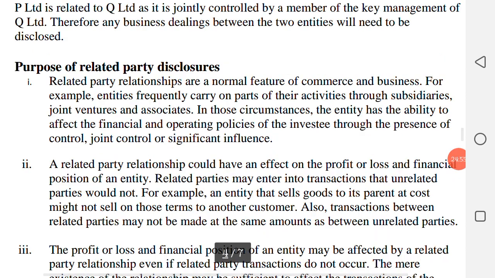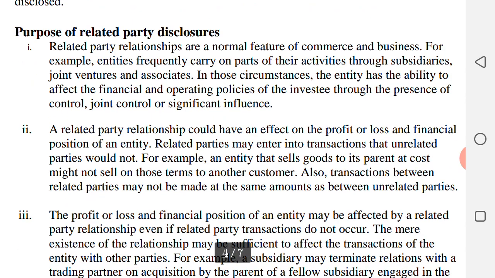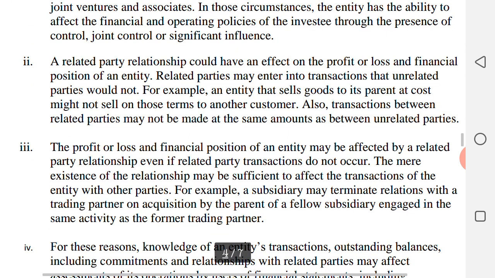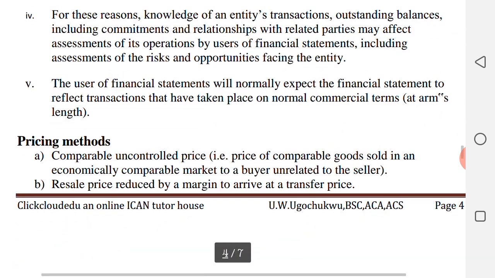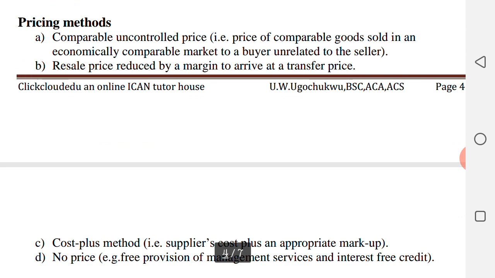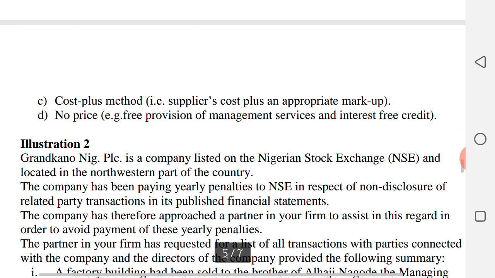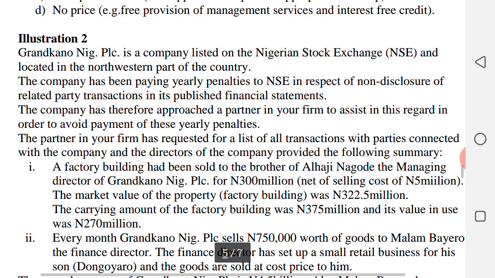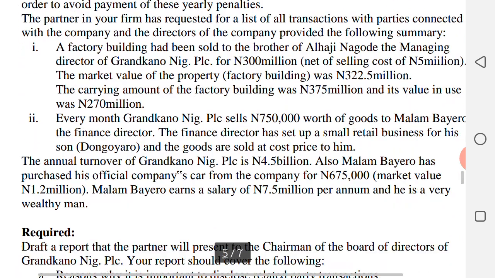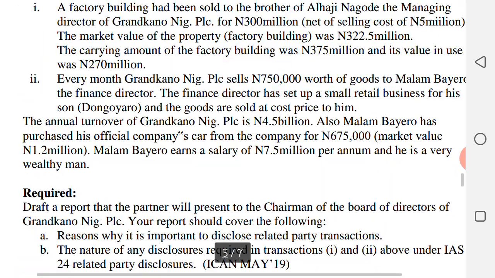Now, you can look at the purpose of related party disclosures. When we look at the purpose, we look at the price. We look at the pricing method. And we look at this last question, Question 3.